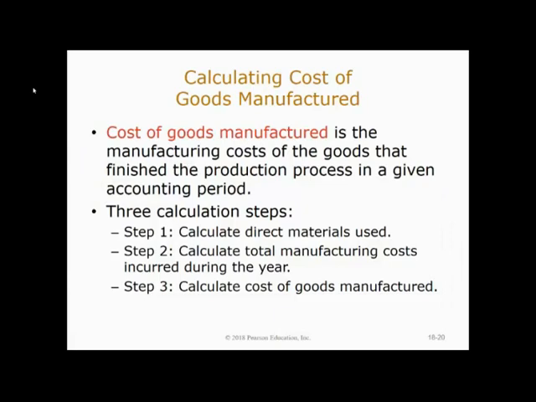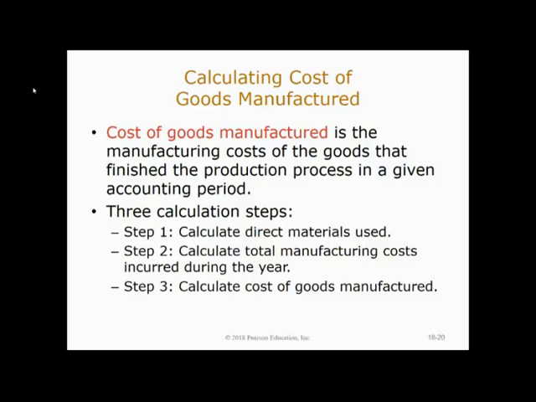So to figure out what our cost of goods sold is for a manufacturing firm, we're going to have to figure out what were the costs that we incurred during production for the period, which they refer to as your cost of goods manufactured. Well, to do so, what you need to figure out is what were the direct materials that are used for the year. And you do that by tracking the changes in your raw materials inventory account.